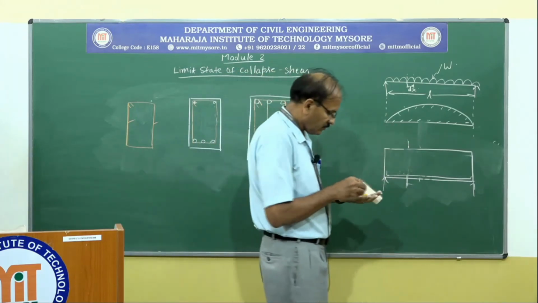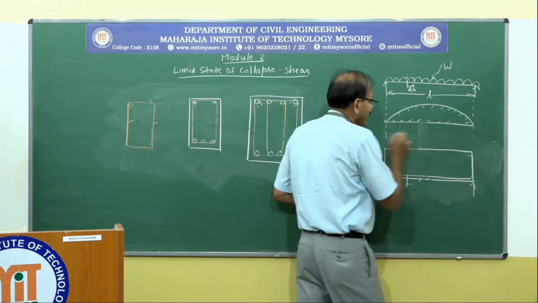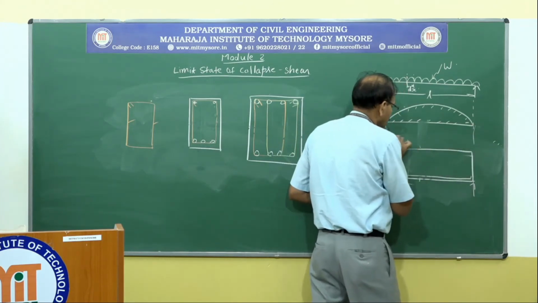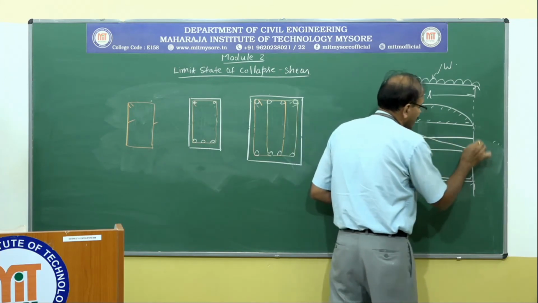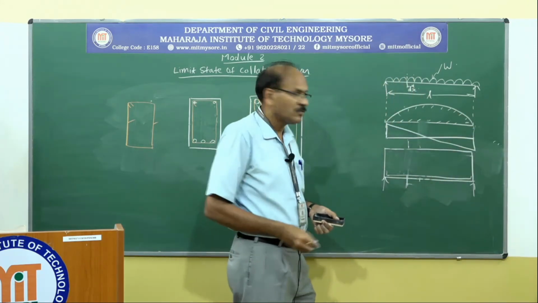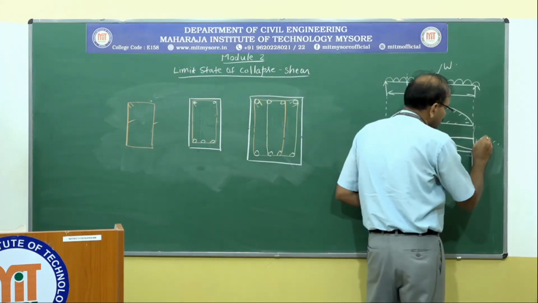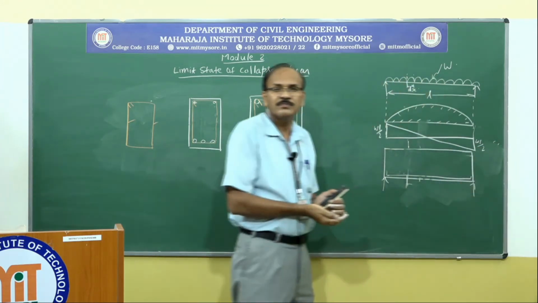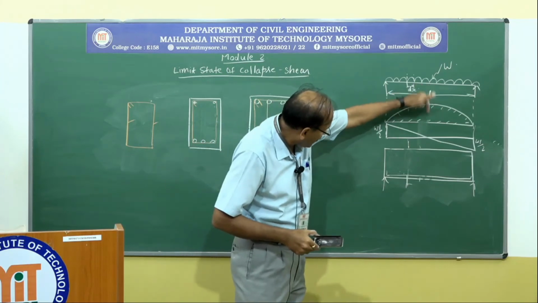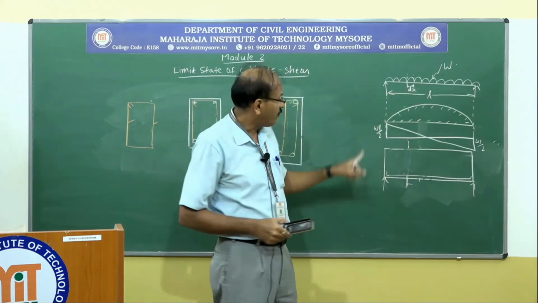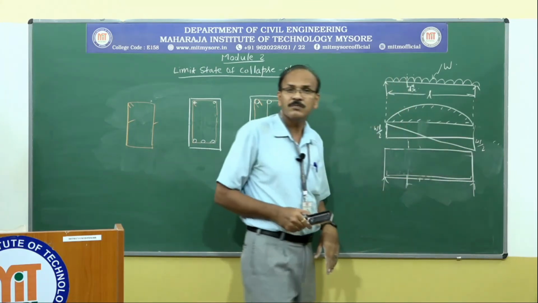Here, this is the BMD. If I draw the shear force diagram for UDL, I am going to get the shear force diagram like this. This is WL by 2, this is WL by 2. So for bending moment, we have got maximum bending moment at the midsection. For shear force, we have got maximum shear force at the supports.